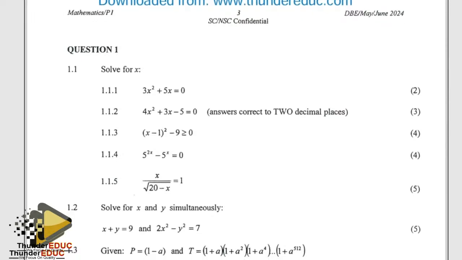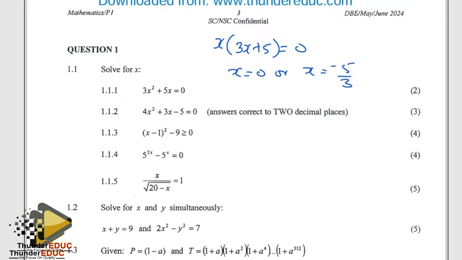The first question was telling us to solve for x. Looking at 1.1.1, it's just two terms that we are dealing with, so we just have to take out what is common. Remember, it's a quadratic. If I take out the x, I'll be left with 3x plus 5 is equal to 0. Then I'll use the zero product, which means x is 0, or x is going to be negative 5 over 3. So those are the two answers for that first part.